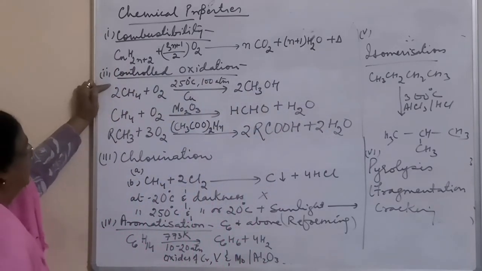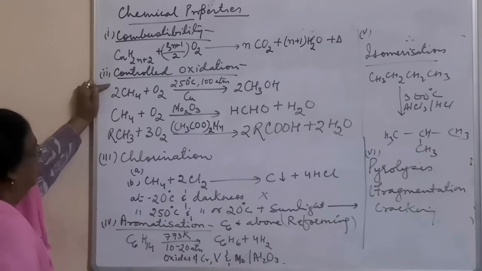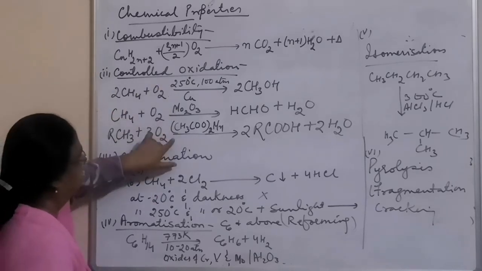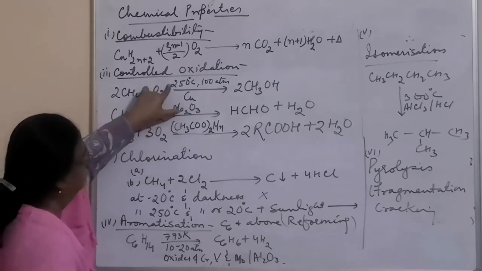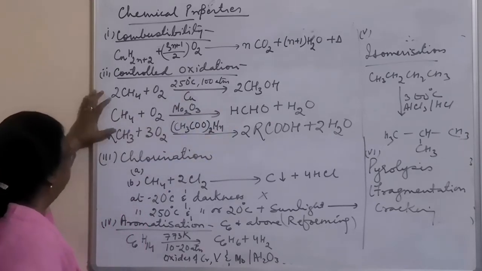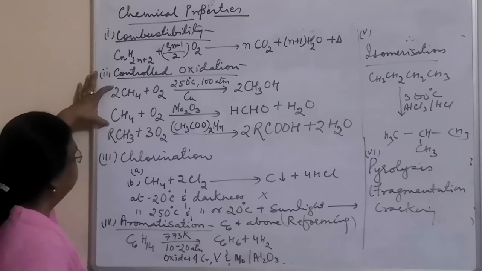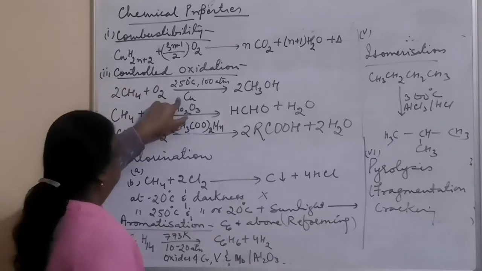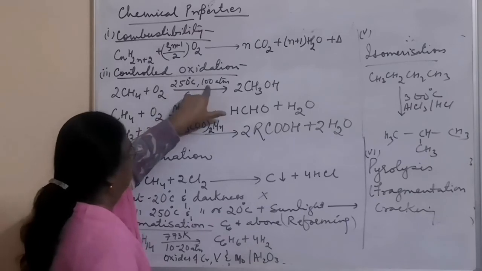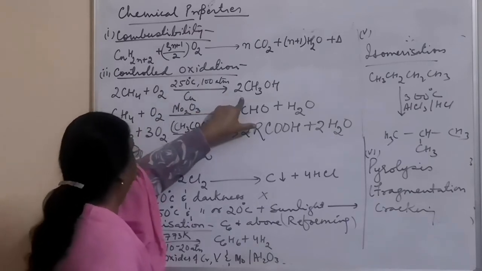Then controlled oxidation, that is when you pass air or directly oxygen, but in the presence of a catalyst, under different conditions, then the products are different. So that you have to remember. For a lower alkane, when copper is the catalyst, at a certain temperature and pressure, we get methanol.